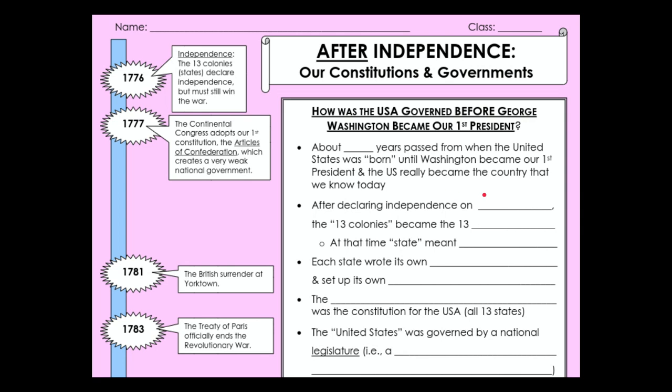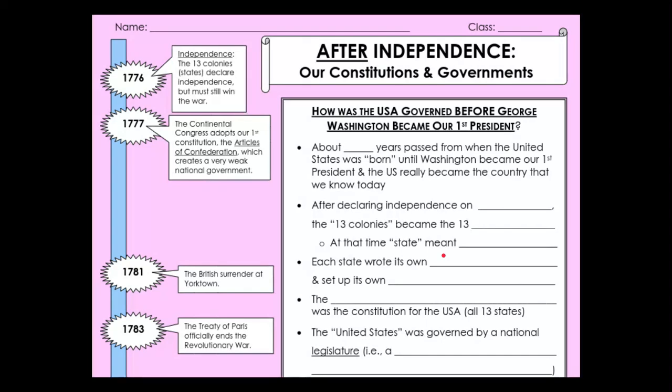After declaring independence on, you should know this date. I'm not going to tell you. No, I will tell you because I don't want you to say you didn't know. On July 4th, 1776, the 13 colonies became the 13 states. And at that time, state basically meant country. Okay, so you have this part filled in by now. If not, you can pause. And then when you resume, you will hear me say, each state wrote its own constitution.